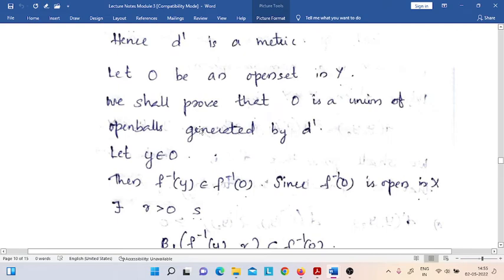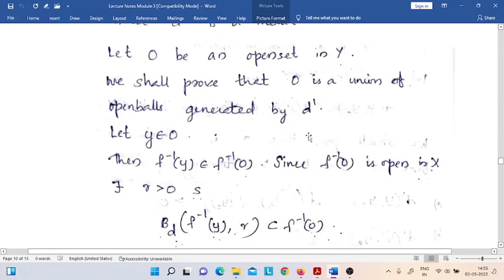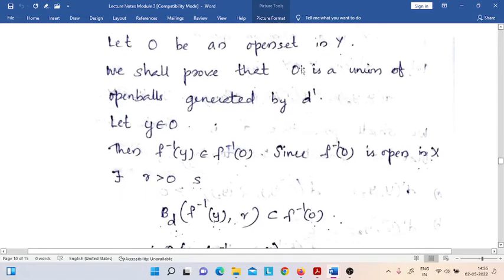Now we need only prove that this open set O is the union of a collection of open balls generated by d prime. See, a metric can generate open balls. So we want to show that the open set can be written as the union of open balls generated by d prime. For that, let's choose a point y of O, an arbitrary point of O.